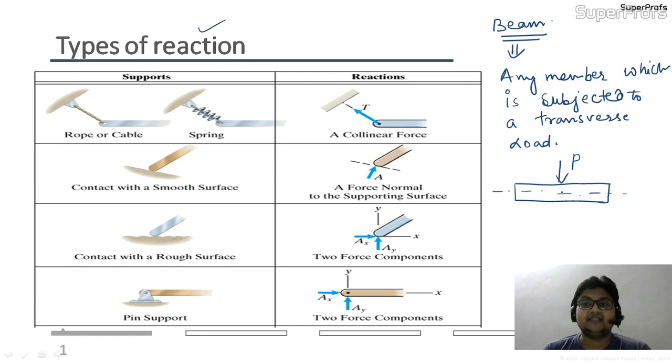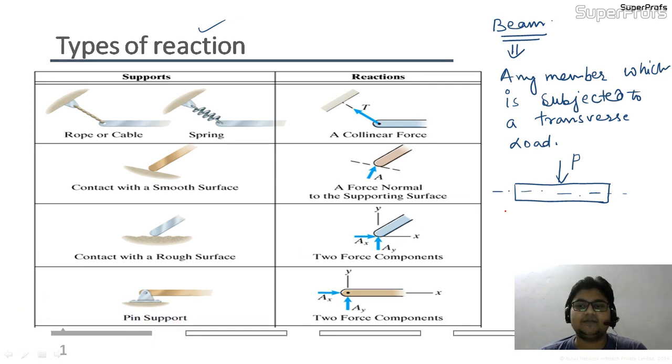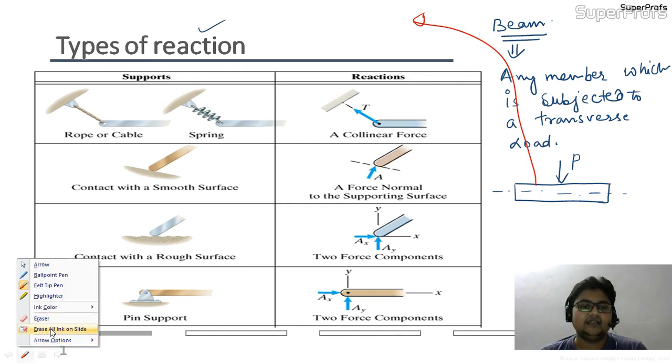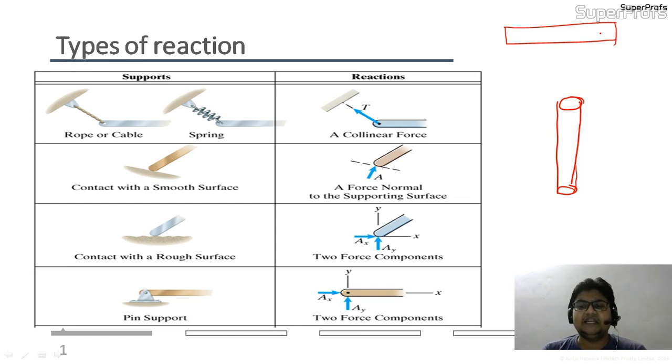If I take this beam and put it upside down, meaning I rotate this beam by 90 degrees, suppose this was my beam, which I am erasing for clarity. Earlier this beam was in horizontal position. I just rotated it by 90 degrees into the vertical direction. Now if I apply a force P on the cross section, then it is not directly a beam, because it becomes a column. It is a column. So what is the difference between beam and column?